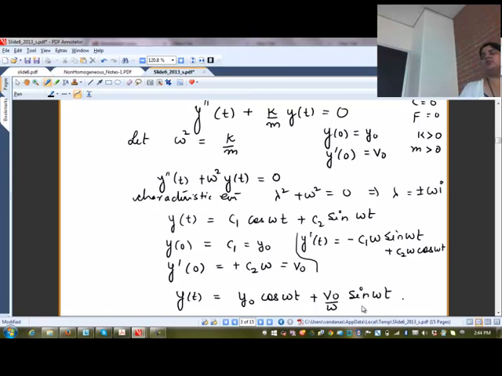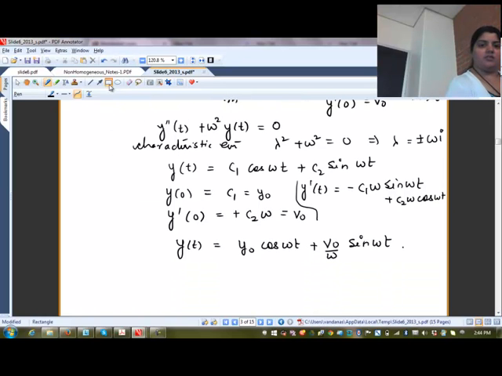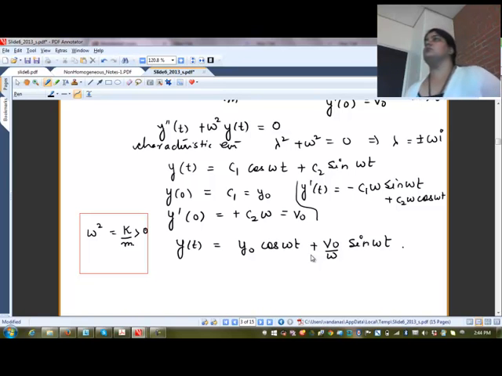Okay, now the constants are found. We have a specific initial displacement and initial velocity, and we still have to merge these two terms. Any suggestions? Any suggestions on how we will proceed?